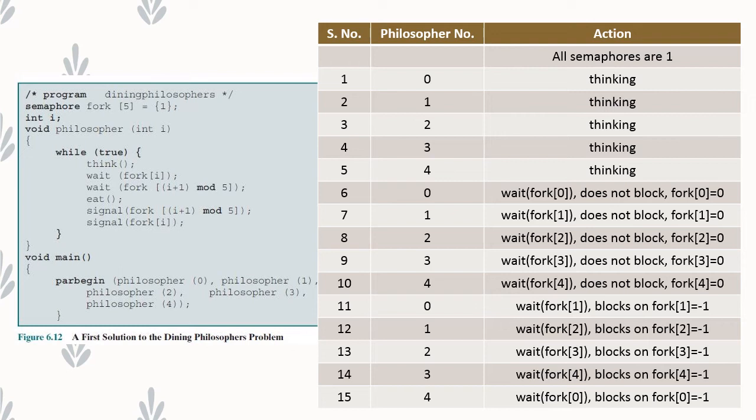Then philosopher 4 waits on fork 0. How did that happen? 4 plus 1 is 5. Mod of 5 will give you 0. So philosopher 4 waits on fork 0 and blocks, and fork 0 becomes -1. So who has fork 0? Philosopher 0. At the end of this trace, all of our philosophers are blocked waiting to get the second fork. Do you think they will ever be unblocked?